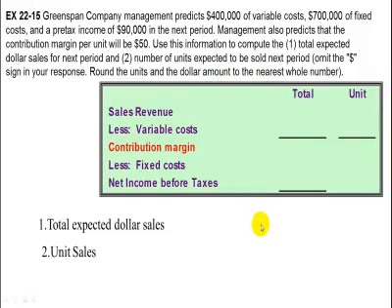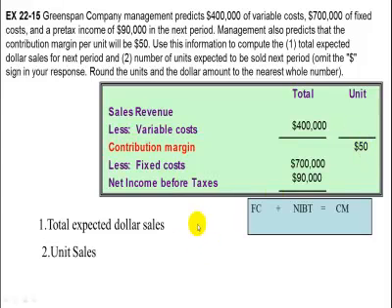So let's plug in what we have. So far, variable costs are supposed to be $400,000. Fixed costs are supposed to be $700,000. And pre-tax income is supposed to be $90,000. So we can work with what we have here. The contribution margin they said was going to be $50 per unit.